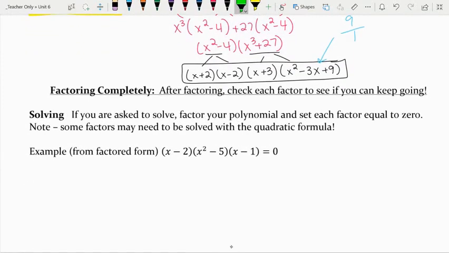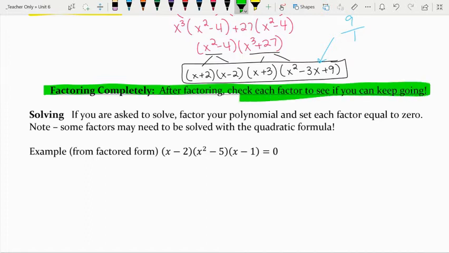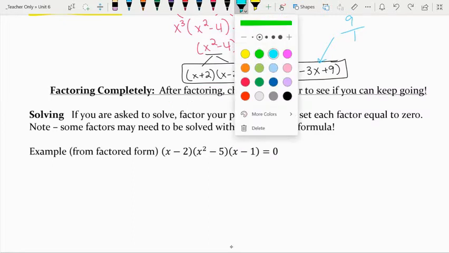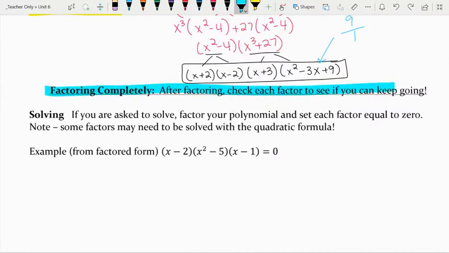Okay, big thing is you want to factor completely. After factoring, you want to check and see if you can keep going, okay? I'm actually going to change the color so this makes you really look at it, okay? You have to always look to see if you can go further, okay?